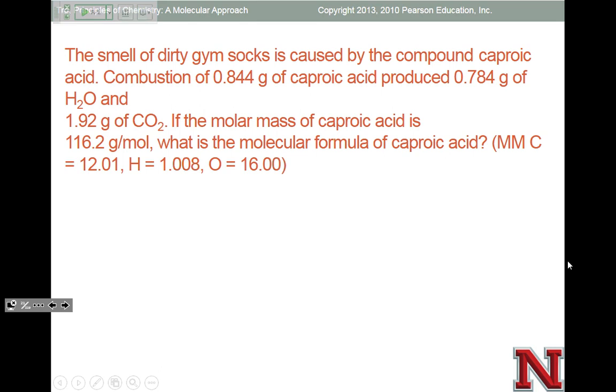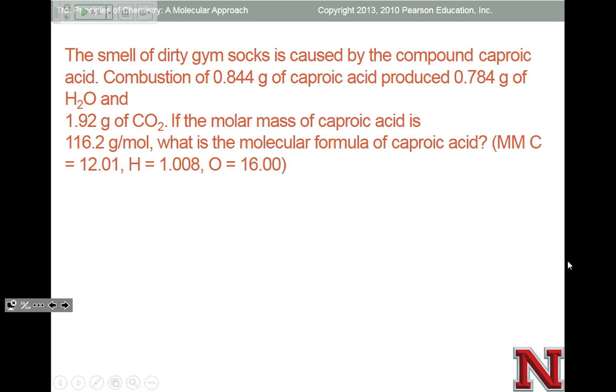We'll look at another example. This one gives you a lot of information you don't need. Like, you don't need to know about dirty gym socks. You don't need to know the name of the compound. What you need to know is that the compound contains only carbon, hydrogen, and oxygen. You need to know the mass you started with, and the grams of CO2 and grams of H2O that you recovered. As long as you know that, you can figure out your empirical formula.